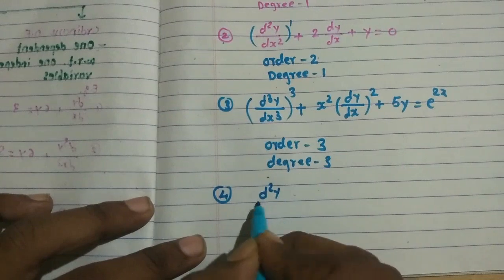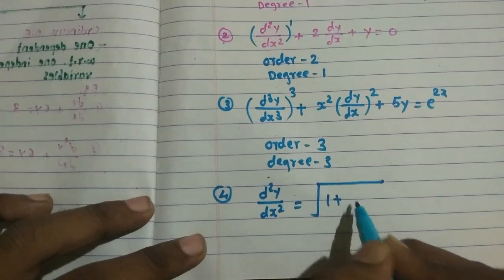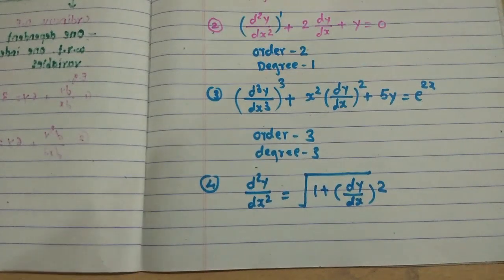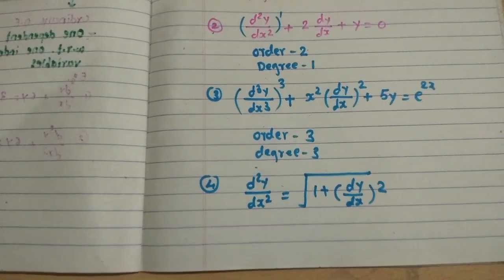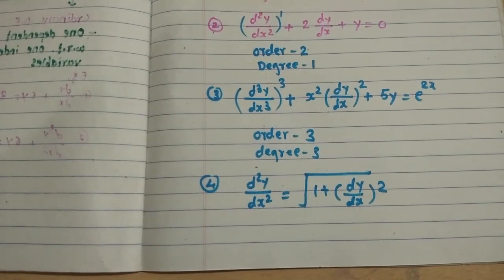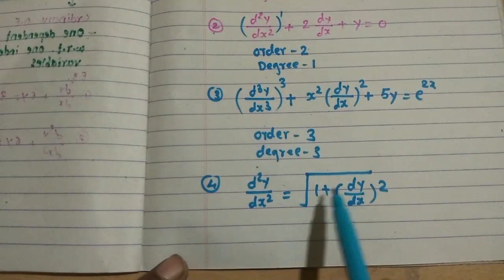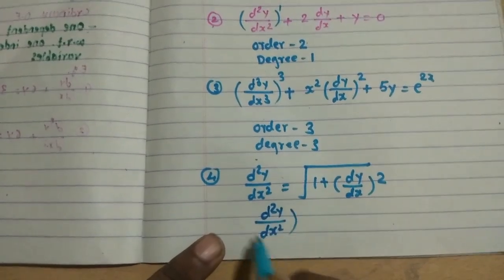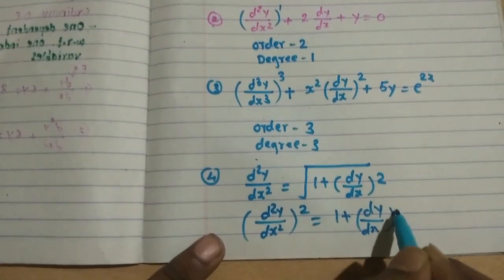Okay. Now consider one more example. d square y by dx square equal to square root of 1 plus dy by dx whole square. Now if there is a radical sign, meaning a square root or cube root like this, then you have to remove that part. How will you remove it? By squaring, or by taking the cube. So you will get a differential equation in standard form. So here, squaring on both sides, you will get d square y by dx square whole square is equal to 1 plus dy by dx whole square.